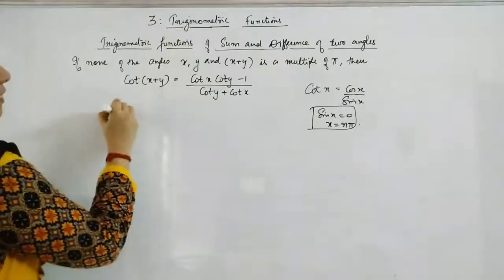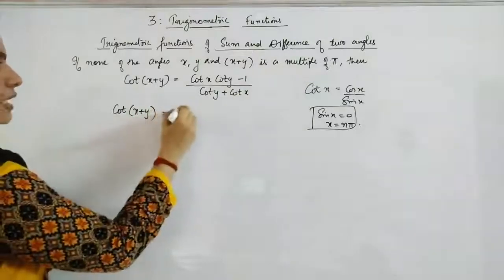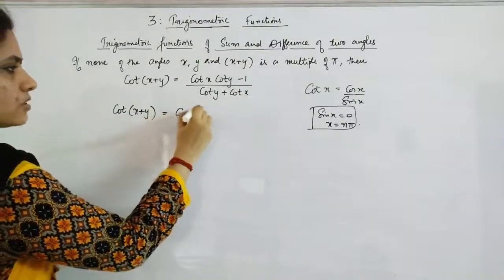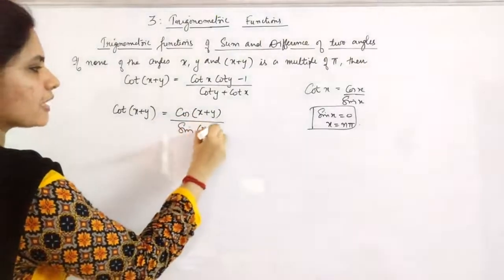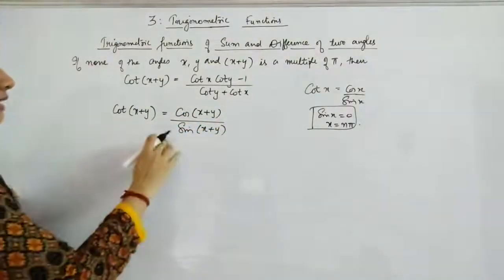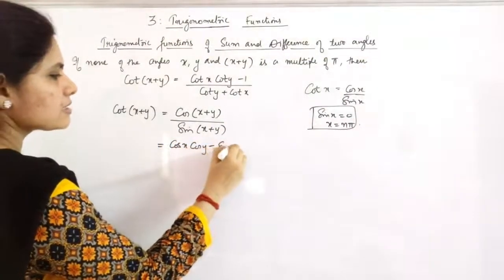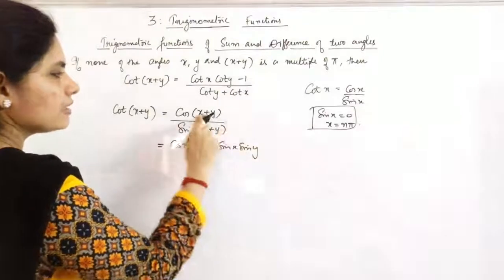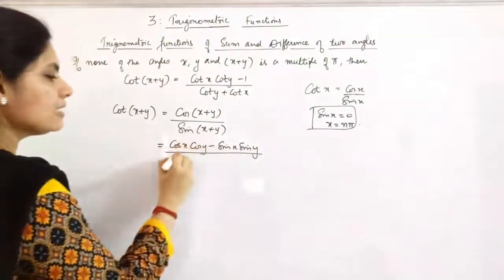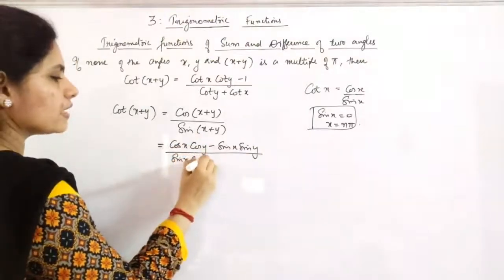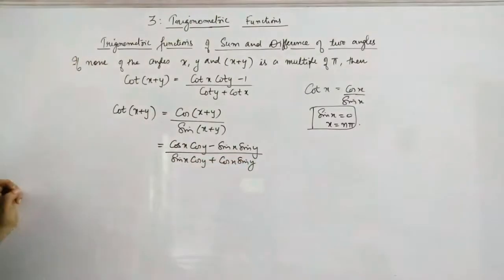Okay, now we will start with the left hand side, that is cot of x plus y. Now how can we write cot? It is cos by sin. So you will have cos of that angle, that is cos of x plus y divided by sin of x plus y. Expanding them, you will get cos of x plus y is cos x cos y minus sin x sin y. Here if you have plus, you have minus, divided by sin x cos y plus cos x sin y, which is the expansion of sin of x plus y.